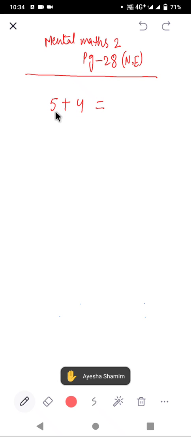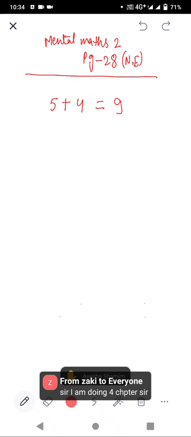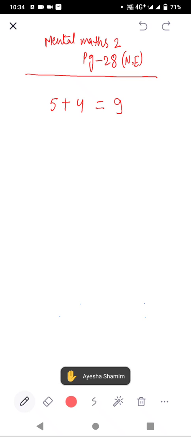Here we have 5 plus 4. 5 plus 4 is 9. This is the addition fact: 5 plus 4 equals 9. So we have to find out two subtraction facts. I told you that we can write two addition and two subtraction facts for any three given numbers. So here we have the numbers 5, 4 and 9. So we have to write subtraction facts.